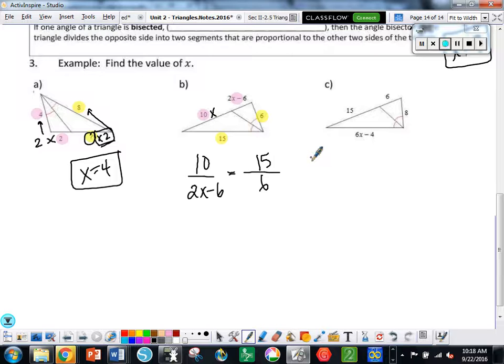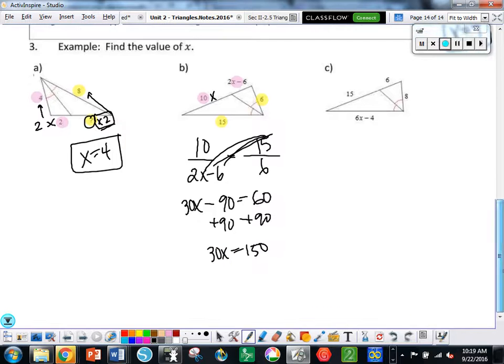And then cross multiply. Don't want anybody to miss this cross multiply. So the 15, multiply on the other side, what do we get? 30x minus, everybody gets the 15, 90, equals what? 50. Add the 90, right? Divide by 30.